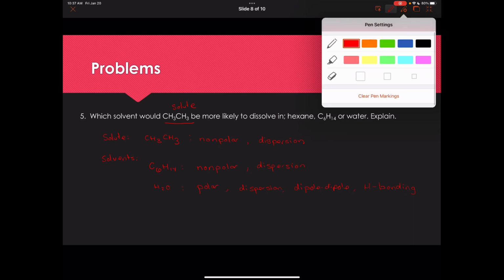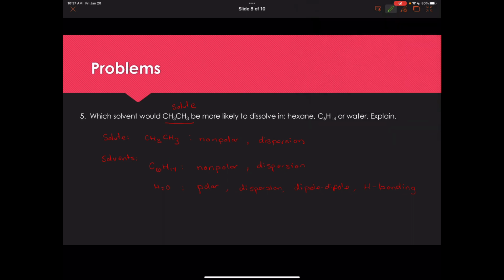So when we're comparing our forces, even though water has dispersion, it has the stronger dipole-dipole and hydrogen bonding, which means that the solute, which is nonpolar, its strongest force is dispersion. Dispersion typically is not going to be strong enough to break the dipole or hydrogen bonding found in the water, but it can interact with the C6H14. So my C6H14 is going to be the solvent that solute's more likely to dissolve in because they share those like dispersion forces.